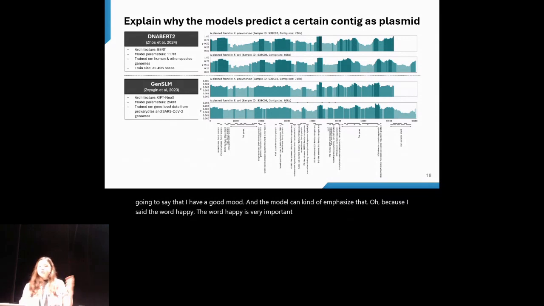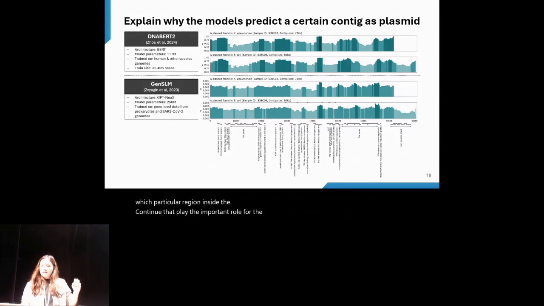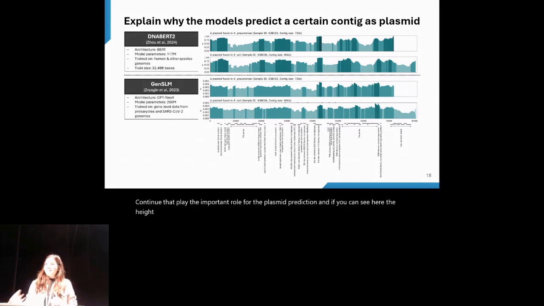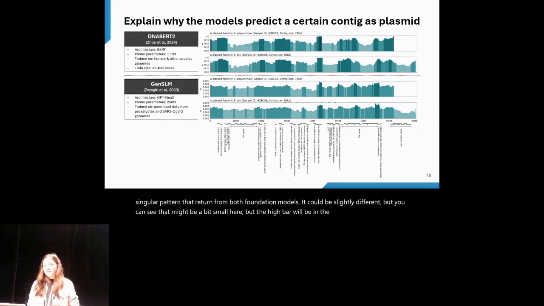So we use that analogy to try to identify which particular region inside the contig plays an important role in the plasmid prediction. And as you can see here, the height of the bar represents the importance for predicting a plasmid. We can see a similar pattern returned from both foundation models. It could be slightly different, and it might be a bit small here, but the high bars are in the regions of recombinase and transposon coding genes.